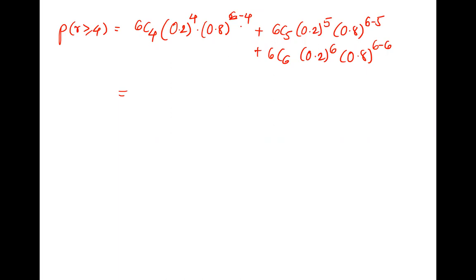What is the answer to the first? 0.0153, correct, 0.01536. Plus, solve the second. 1.536 into 10 raised to minus 3. It should be minus because probability is in 0 to 1.